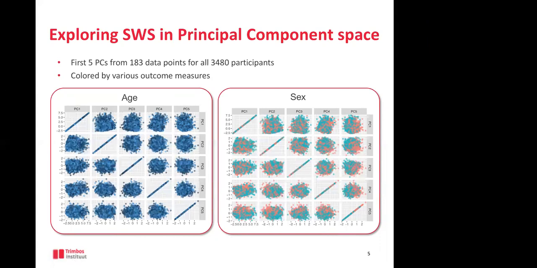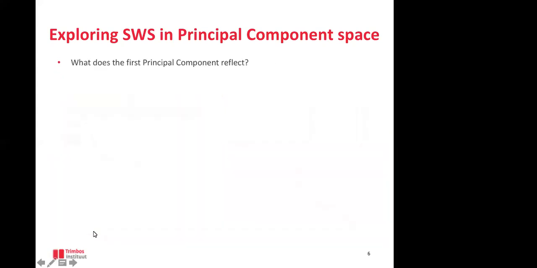So I've taken the first 5 principal components here, somewhat arbitrary. You could also take the first 100, of course, or the first 3, whatever. But for visualization purposes, I took the first 5. And the question is indeed, so what do these principal components actually reflect from your data?